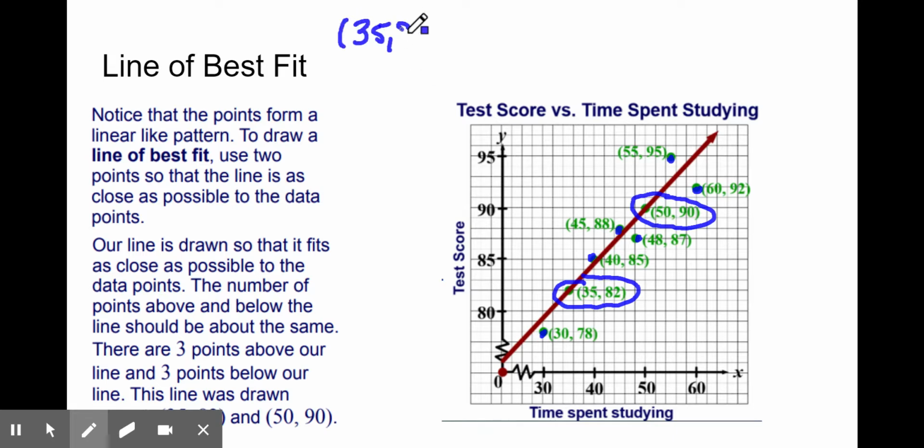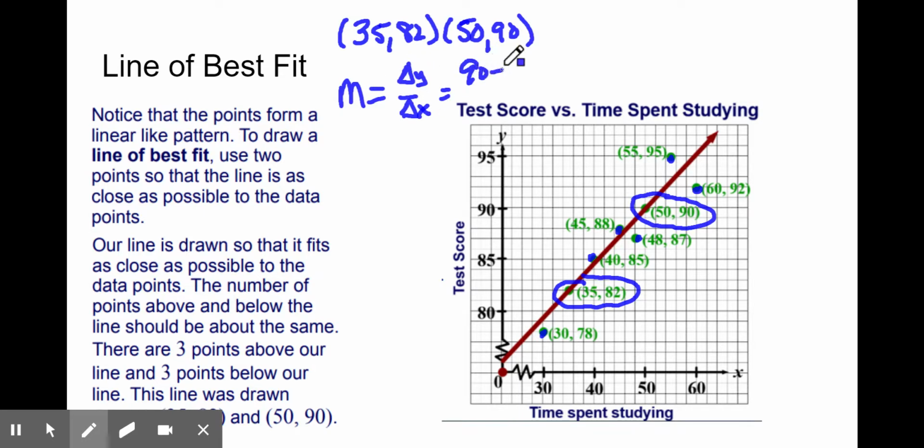35, 82 is 1 point, and 50, 90 is my other point. And again, these points come from the chart that's in the previous slide, where we graphed our data. Okay, this is the same graph that was on the last slide. So we can write the equation of this line. We need to find the slope. So it's delta y over delta x. So that's going to be 90 minus 82 over 50 minus 35, which is going to be 8 over 15.